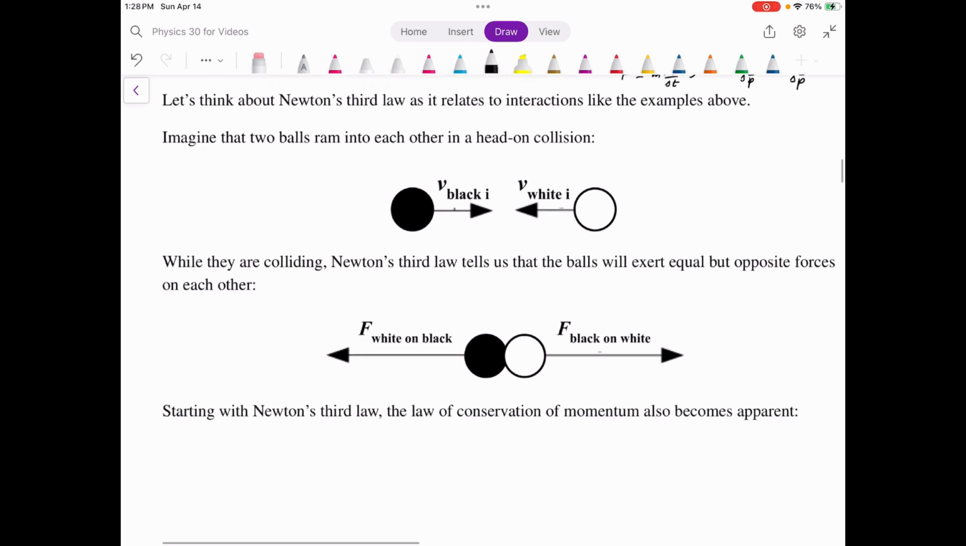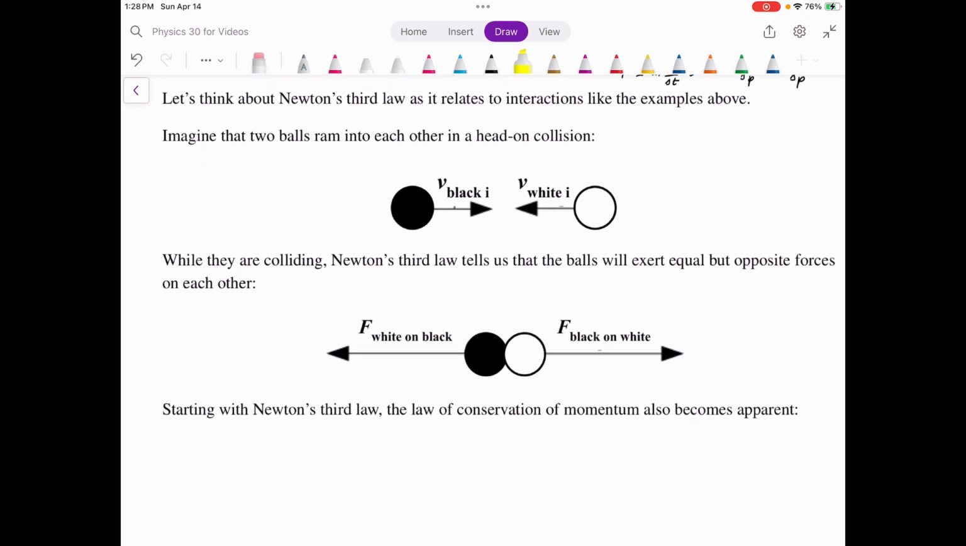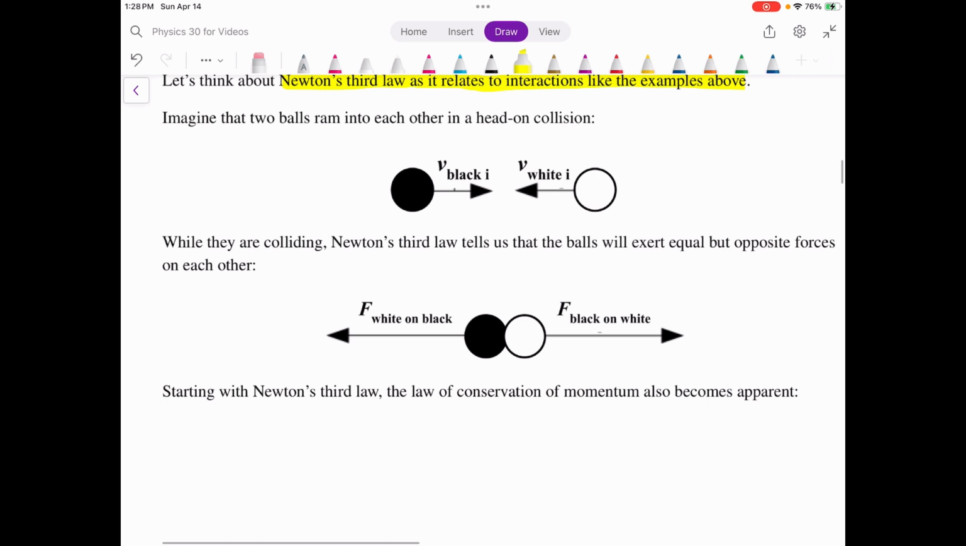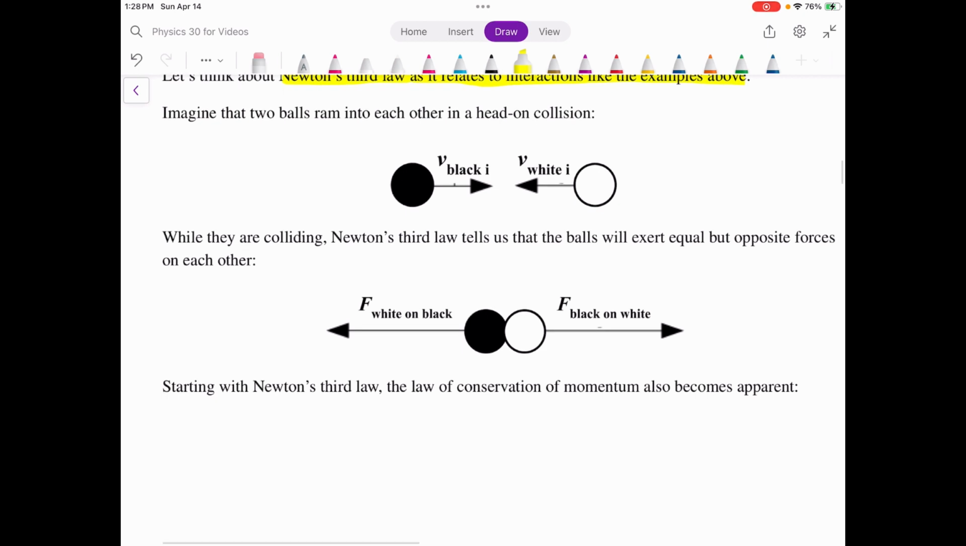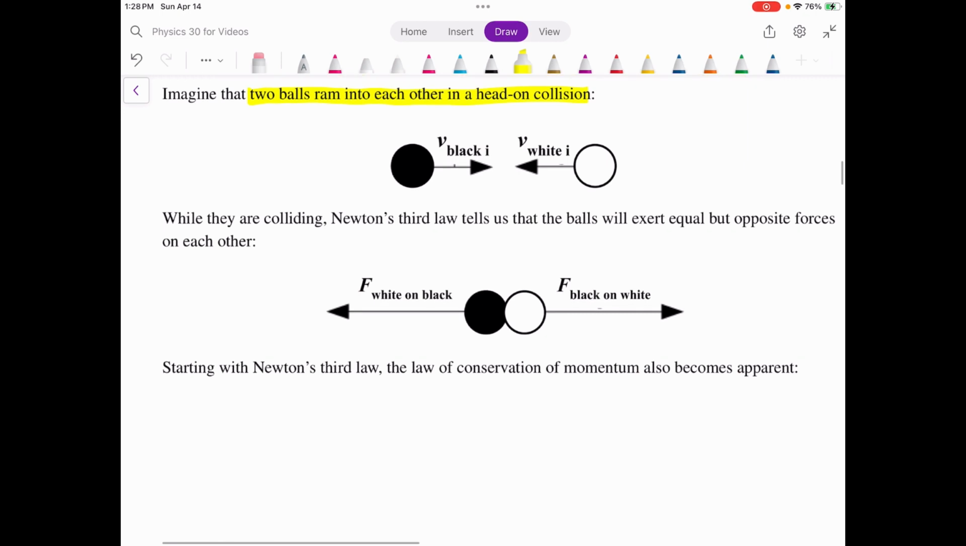Okay, let's dive into this a little bit more. This is the same situation, but now written out in our notes here. We're going to think about Newton's third law as it relates to interactions like the examples above. We're going to imagine that the two balls ram into each other in a head-on collision.